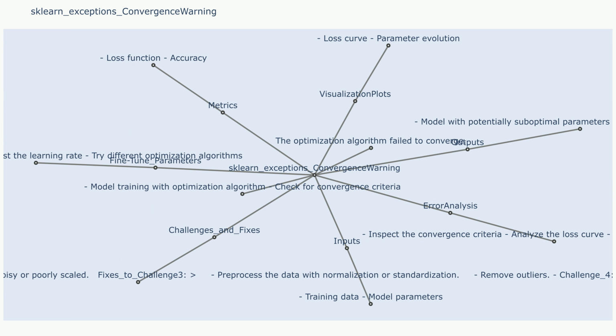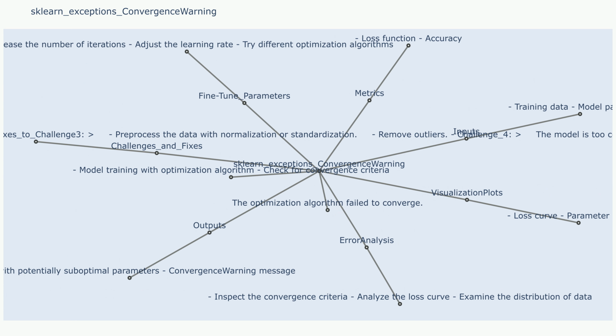Challenge 2: learning rate issues. Sample use case. A learning rate that is too large can lead to oscillations and prevent convergence. Fixes. Adjust the learning rate, potentially using techniques like adaptive learning rate methods.